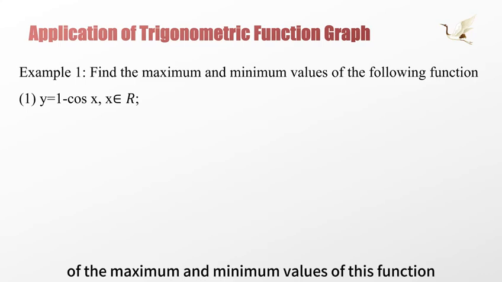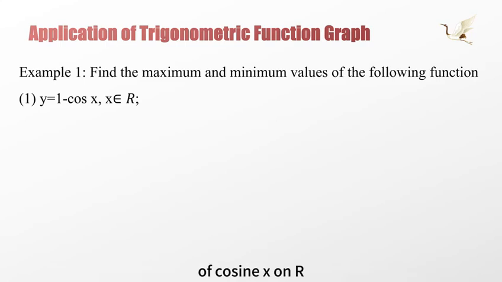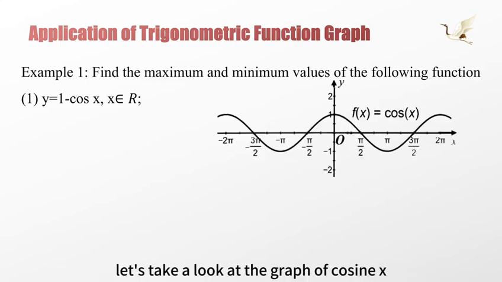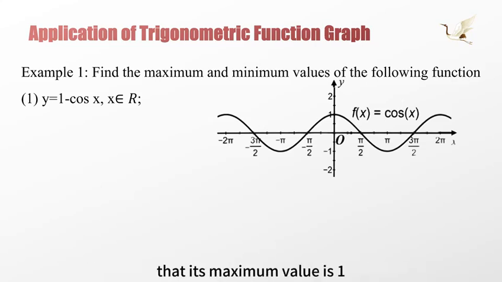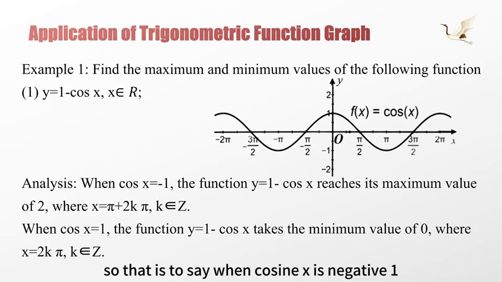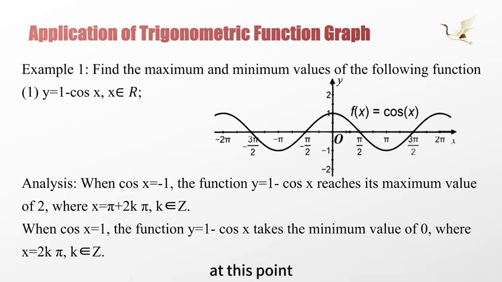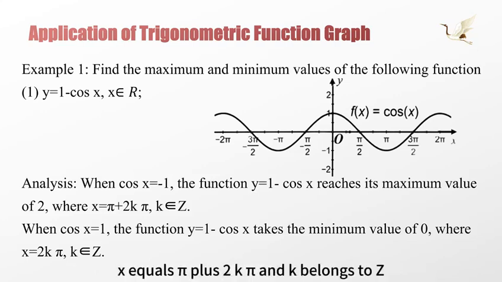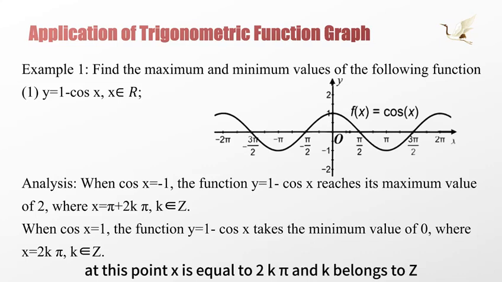To solve the problem of the maximum and minimum values of this function, we only need to study the maximum and minimum values of cosine x on R. Let's take a look at the graph of cosine x. It is easy to see from the graph of cosine function that its maximum value is 1 and its minimum value is -1. So, when cosine x is -1, 1 minus cosine x takes the maximum value, which is 2. At this point, x equals pi plus 2k pi, and k belongs to Z. When cosine x equals 1, the function y equals 1 minus cosine x obtains the minimum value, which is 0. At this point, x is equal to 2k pi, and k belongs to Z.